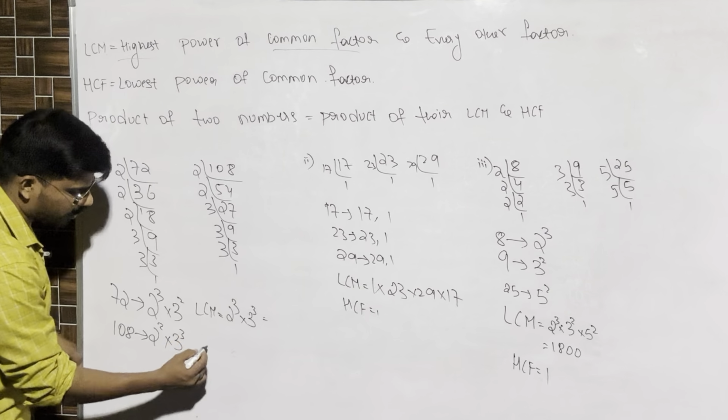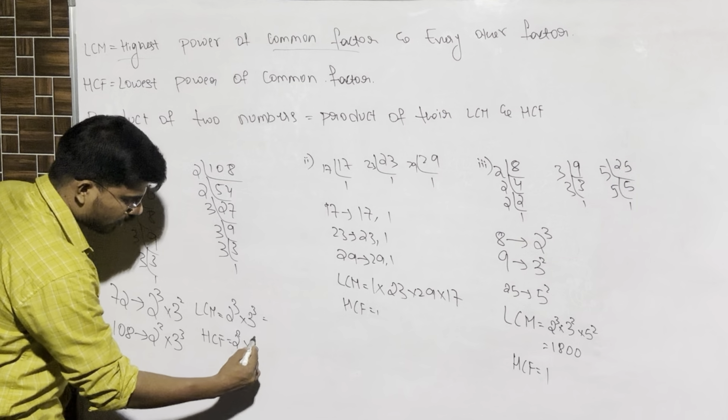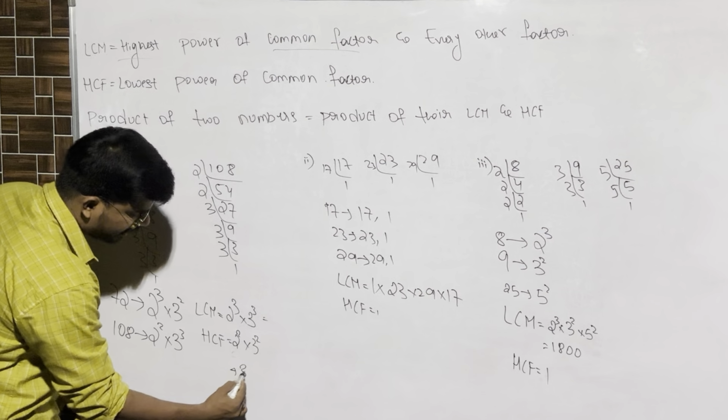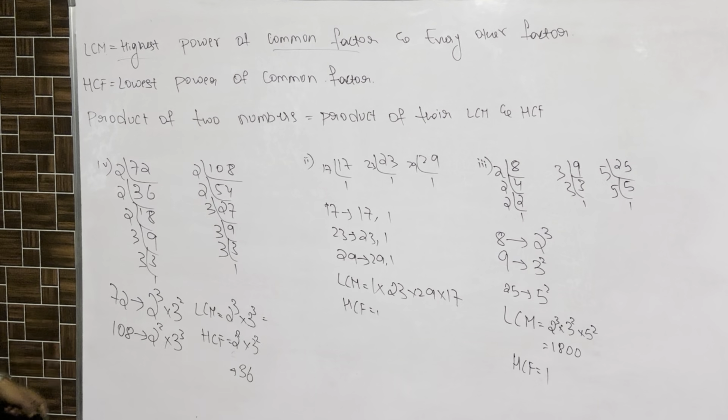HCF. What is HCF? Lowest power of common factor. 2 cube, 2 square: 2 square. Lowest power we have to take, which is 2 square into 3 square. 2 square is 4, 3 square is 9, 9 4s are 36. 36 is the HCF. Clear?